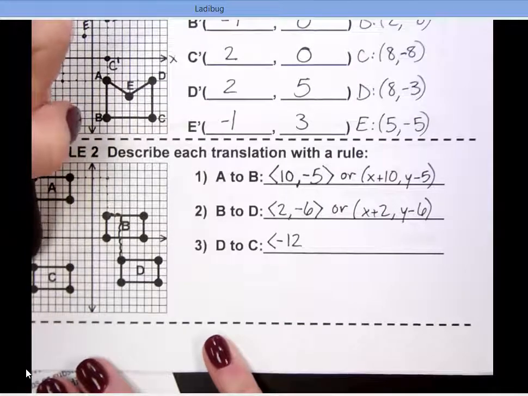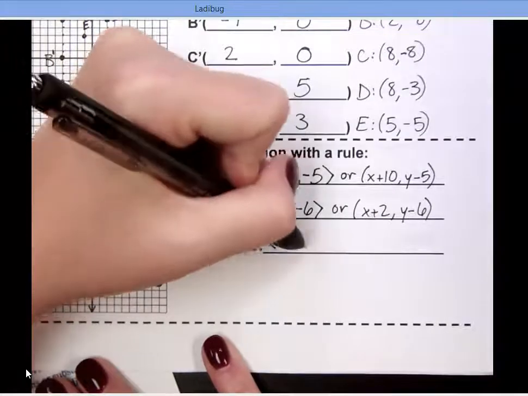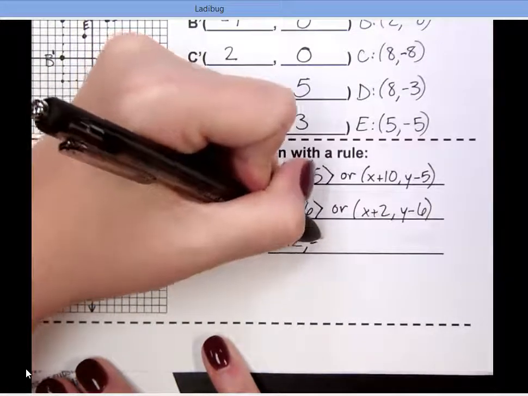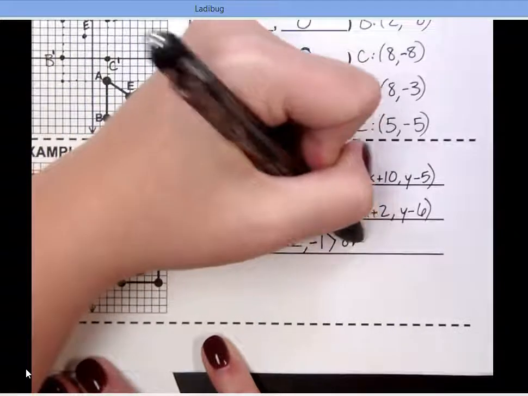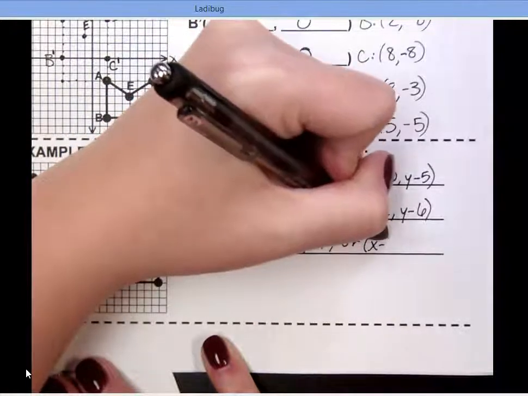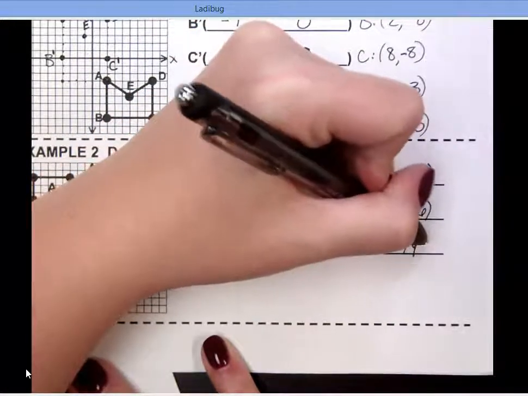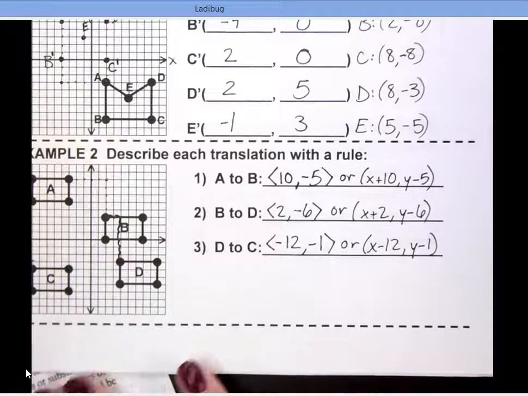Alright, and then it goes down only 1. So the y value change is only 1, but it's negative 1. Or you can also write it like this, x minus 12 and y minus 1.